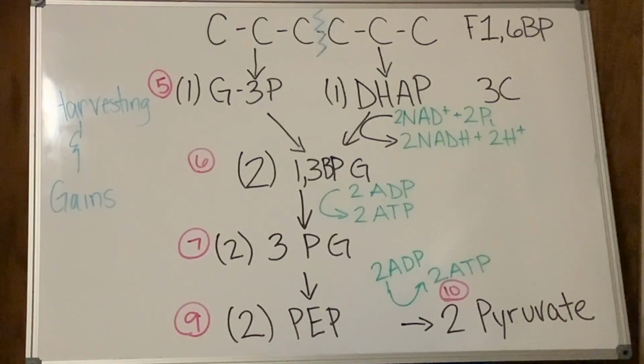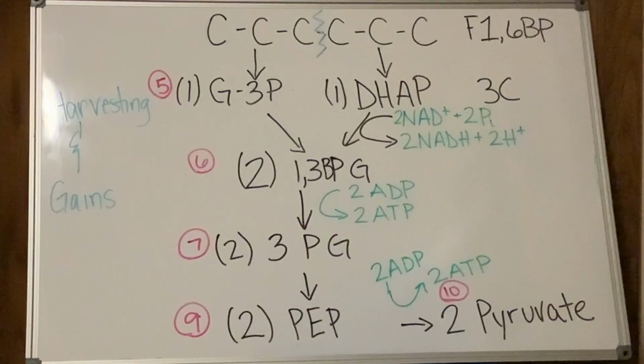1,3-biphosphoglycerate, or BPG, we are also going to net 2 NADHs and a resulting 2 hydrogen ions. As we convert 1,3-biphosphoglycerate into 3-phosphoglycerate, we also convert 2 ADP into 2 ATP. In the final step, converting phosphoenolpyruvate or PEP into 2 pyruvate molecules, we also net the last ATP.